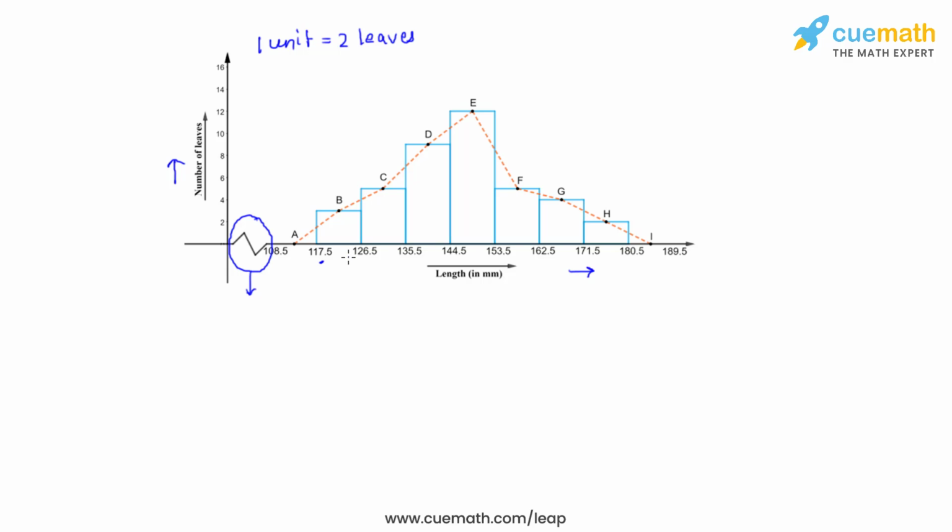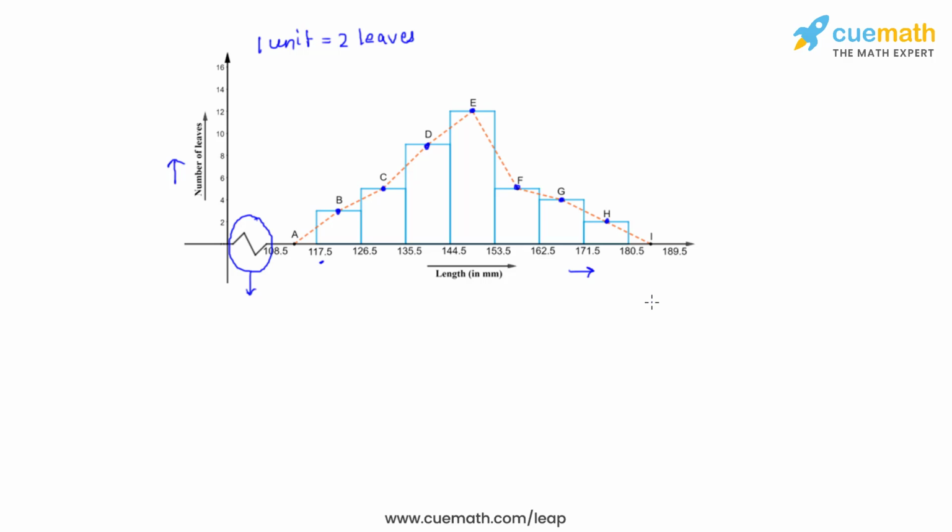Now, apart from a histogram, a suitable representation can be a frequency polygon, and to do that we join the midpoints of each of the rectangular bars. So the midpoint for the first rectangular bar is B, and then we have C, D, E, F, G, and H. They're all joined by dotted lines as shown in the graph.